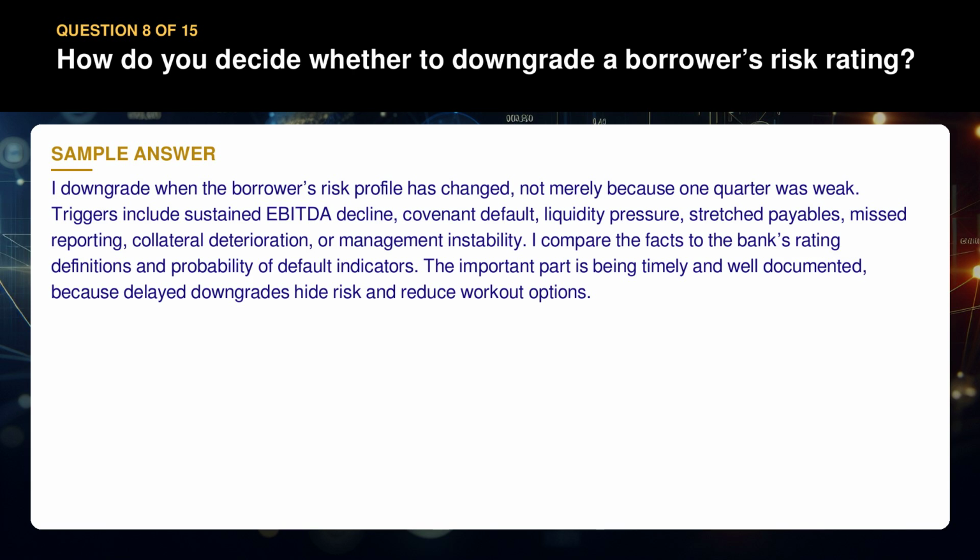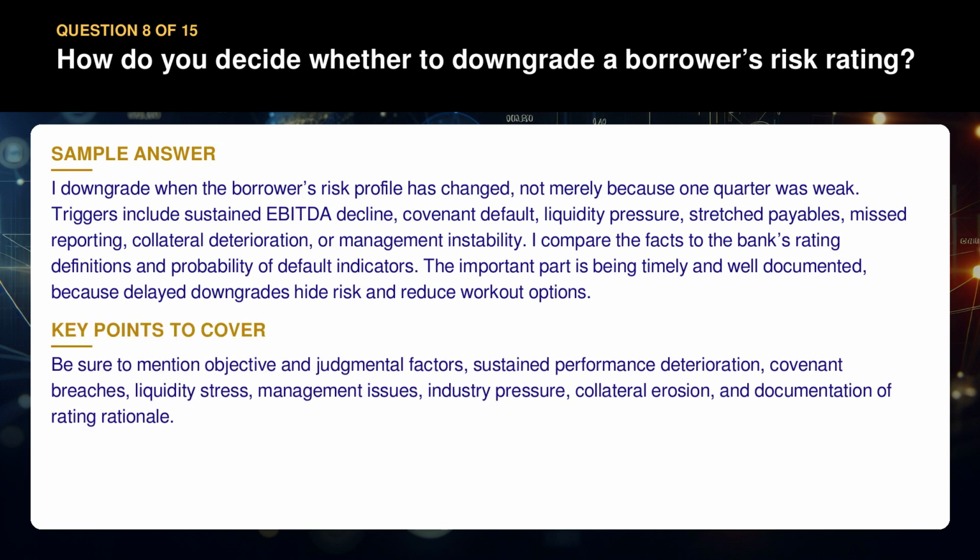The important part is being timely and well documented because delayed downgrades hide risk and reduce workout options. Be sure to mention objective and judgmental factors, sustained performance deterioration, covenant breaches, liquidity stress, management issues, industry pressure, collateral erosion, and documentation of rating rationale.